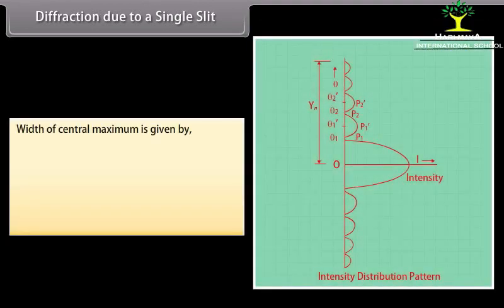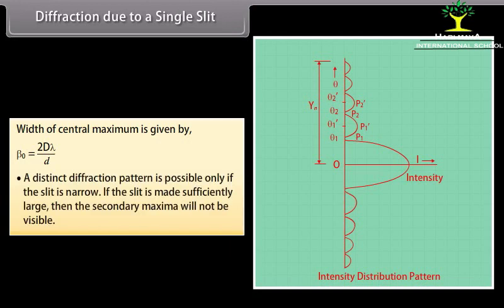The width of the central maximum is given by beta naught equals 2D lambda upon small d. A distinct diffraction pattern is possible only if the slit is narrow. If the slit is made sufficiently large, then the secondary maxima will not be visible.